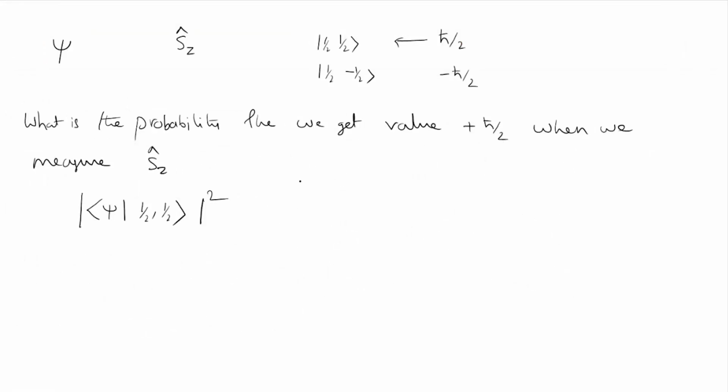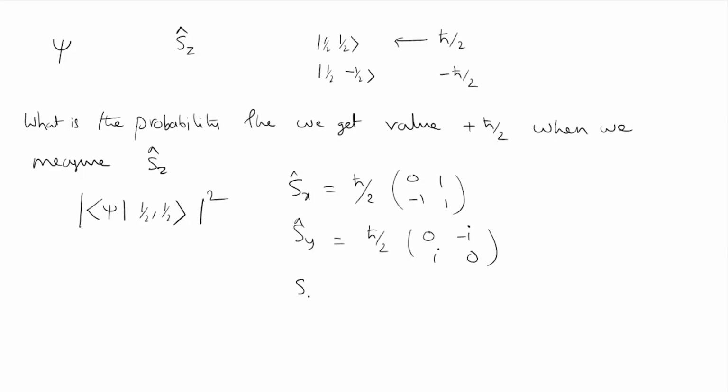S matrices. Sx is the matrix ħ over 2, with entries 0, 1, 1, 0. What is Sy? 0, -i, i, 0. And Sz. These are the Pauli matrices.